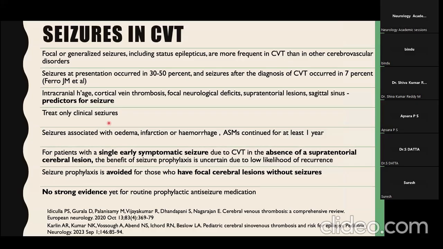Seizures in patients with CVT: focal or generalized seizures, including status epilepticus, can be seen. Seizure presentation occurs in 30 to 50% of patients, and mainly sagittal sinus and supratentorial lesions are associated with seizures. Seizures are due to edema, infarction, hemorrhage, and ASMs continue for at least 1 year. For a single early symptomatic seizure in the absence of supratentorial cerebral lesions, benefit is uncertain due to low likelihood of recurrence. Seizure prophylaxis is avoided if there are focal cerebral lesions and the patient has not presented with seizures. There is no strong evidence for routine prophylactic anti-seizure medications.